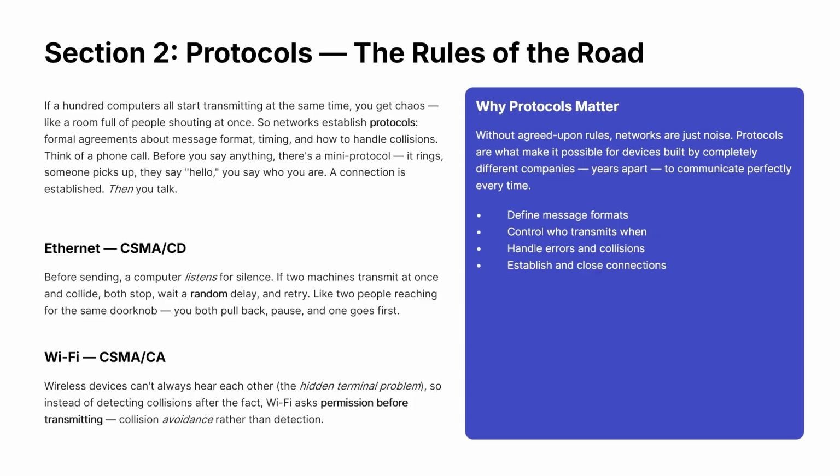Wi-Fi networks use a slightly different version, CSMA-CA, where the CA stands for collision avoidance. Instead of detecting collisions after they happen, wireless devices try to avoid them in the first place. Why? Because in a wireless environment, you can't always hear the other person. Maybe a building is blocking their signal. This is called the hidden terminal problem. So instead of listening for crashes, Wi-Fi devices ask permission before transmitting.